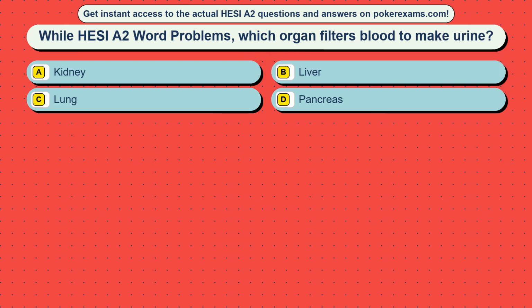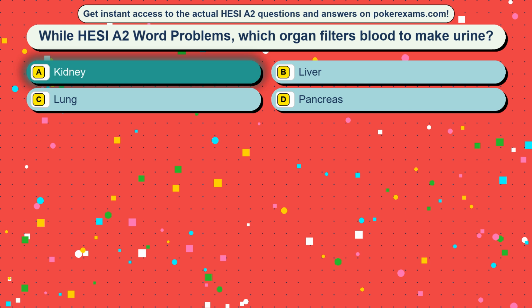Question 17. While HESI A2 Word Problems, which organ filters blood to make urine? Option A, kidney. Option B, liver. Option C, lung. Option D, pancreas. The correct answer is option A, kidney.